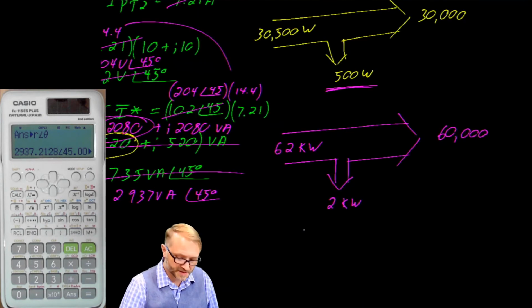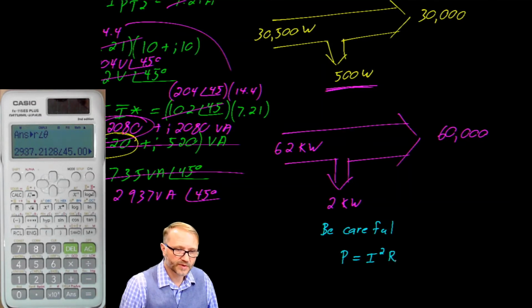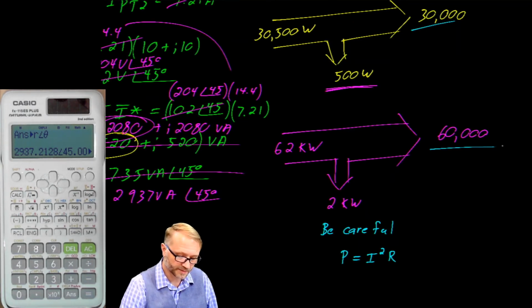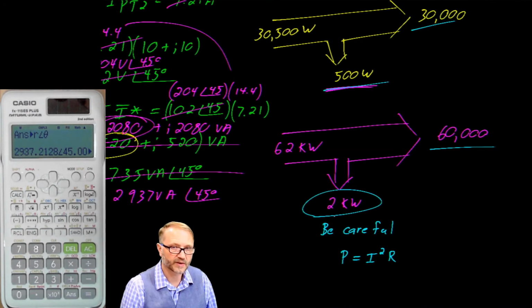The point in all this is to just be careful and be on the lookout for things that do this. Power is equal to I squared R. If you double the current, which we did here, right? When we doubled the power consumed at the load, we doubled the current, which meant we quadrupled the amount of power that was lost to the power line.